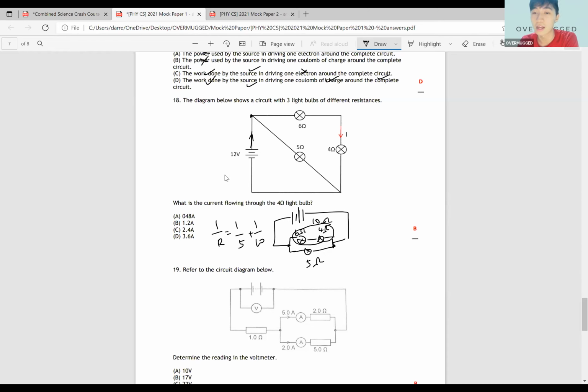You're not yet done, right? Because once you find R, you'll get the total current. Then how much current actually flows through this? That's another question. So that is one way you could do it, but I'm going to introduce you to a faster way of solving this. This is going to sound a little bit more complicated, but follow me through.